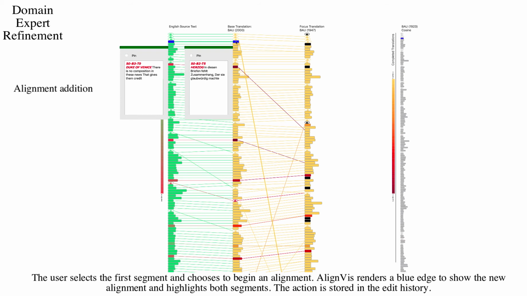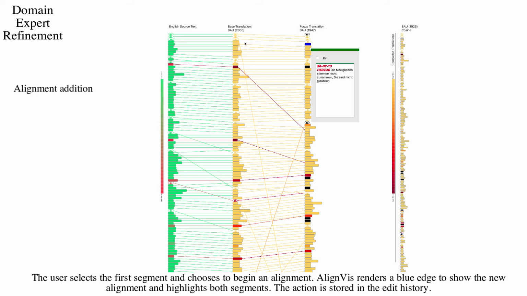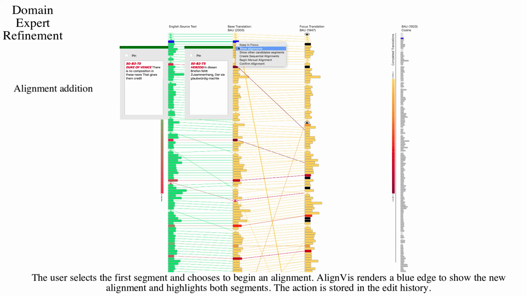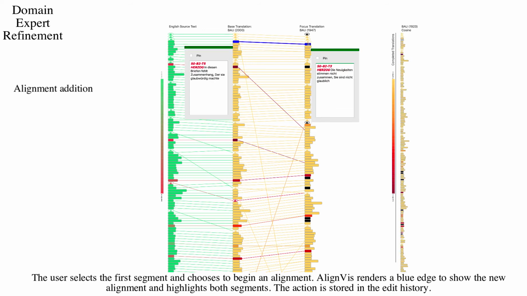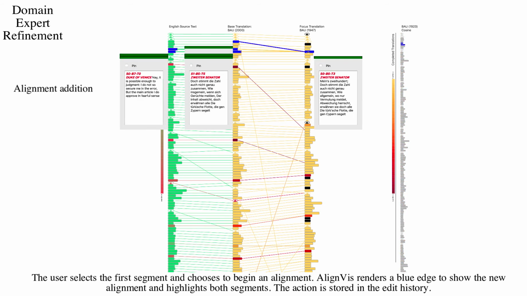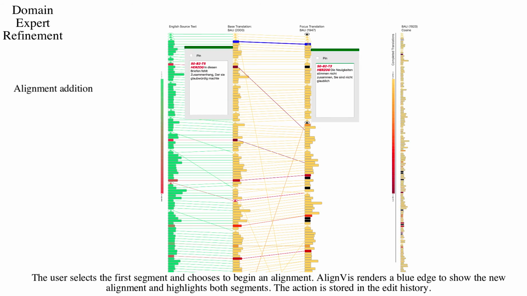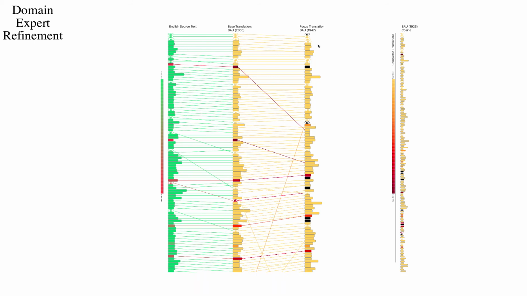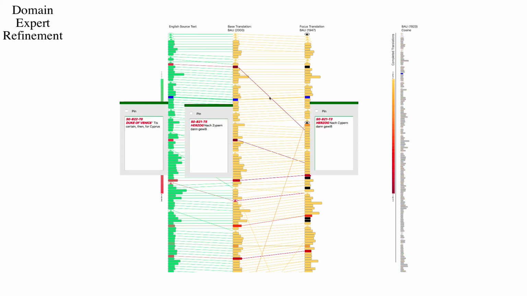Domain expert refinement. Alignment addition. The user selects the first segment and chooses to begin an alignment. AlignVis renders a blue edge to show the new alignment and highlight both segments. This action is stored in the edit history and can be undone.